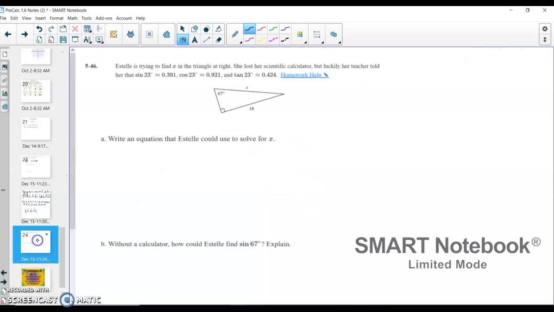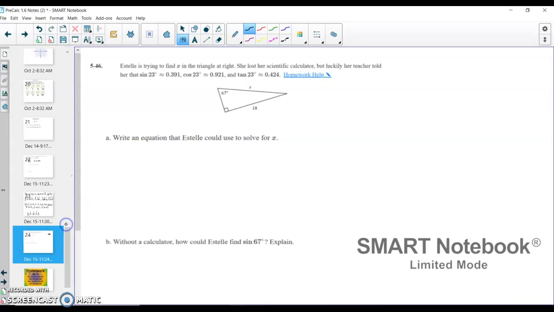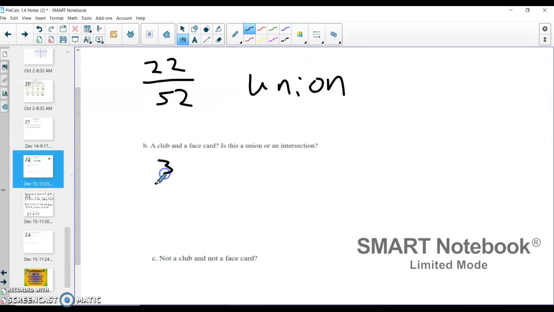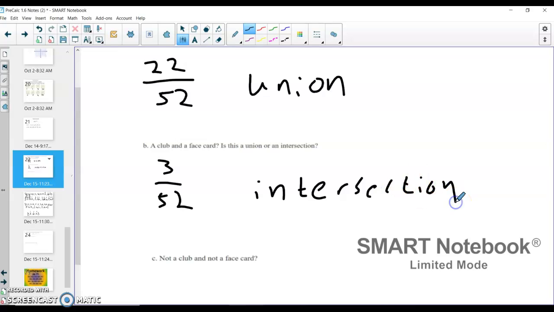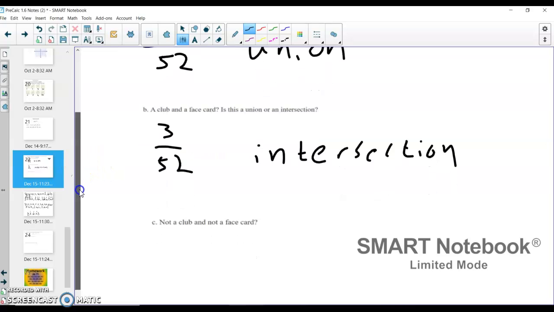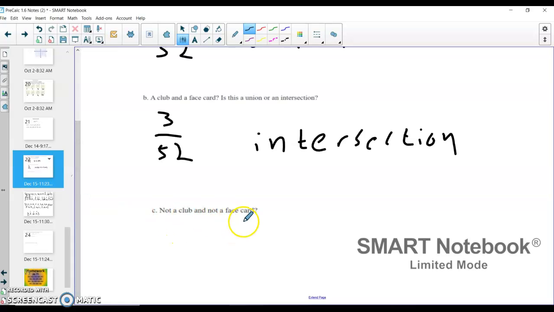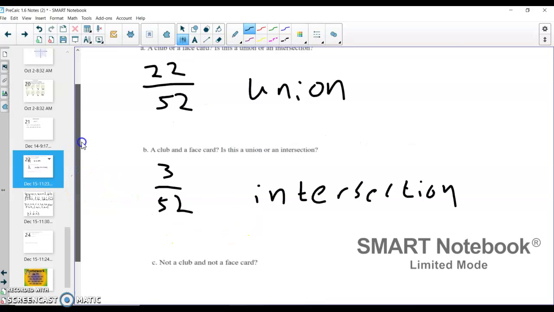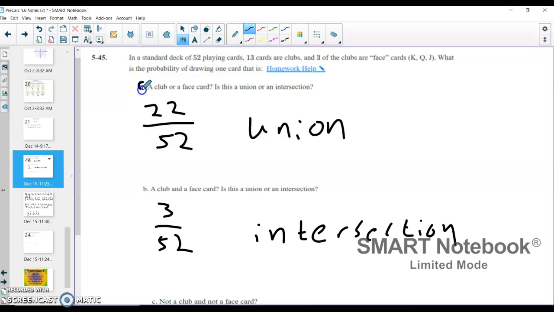And so if I'm talking about the probability of this hitting, that is 3 cards out of the total 52 cards, and that is an example of an intersection because it has to be the cards in one set and the other set, the cards that exist that are clubs and face cards. Okay? If I'm looking for then the probability of not a club and not a face card, that is going to be the complement to my part A.